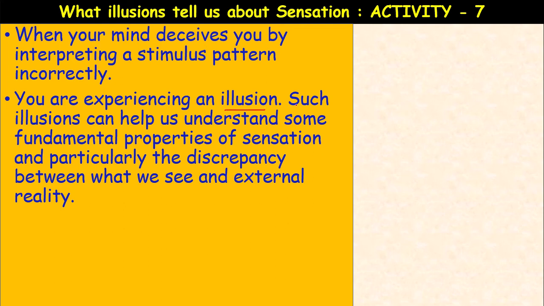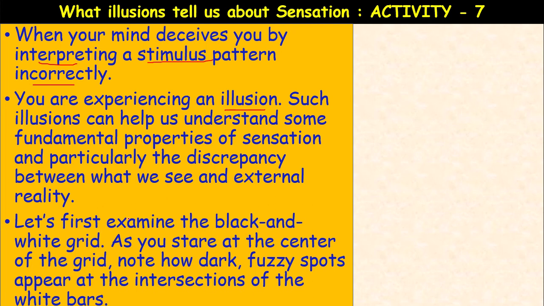So, magicians will do this. You might have attended magic shows. They are all optical illusions. The stimulus pattern interpreted incorrectly, that state of mind is called an illusion. Such illusions can help us in understanding some fundamental properties of sensation, and particularly the discrepancy between what we see and external reality. There is a difference between reality and an illusion, isn't it?